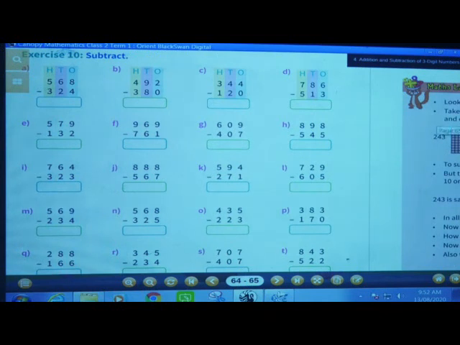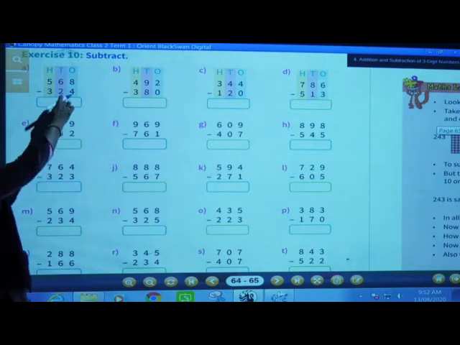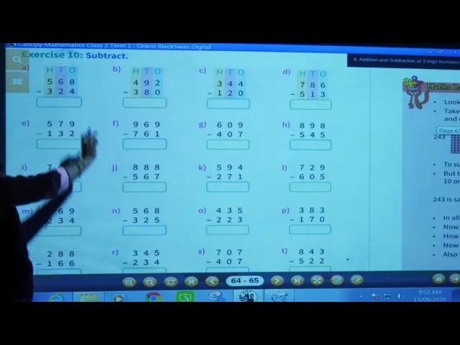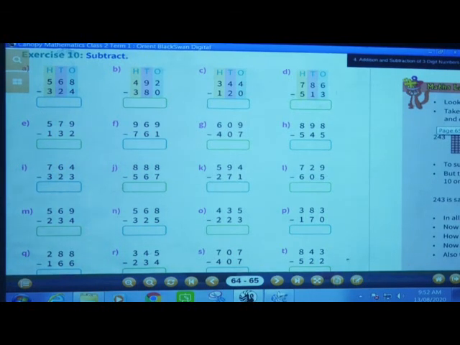Now subtract. What do we want to do? Subtract means we want to cut. Now 568 minus 324. From 568 you want to cut 324. Then how will you do it? Now this is 8. 8 minus 4. From 8 you want to cut 4.